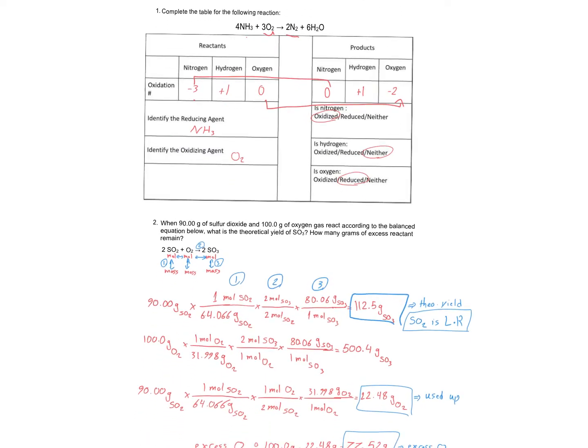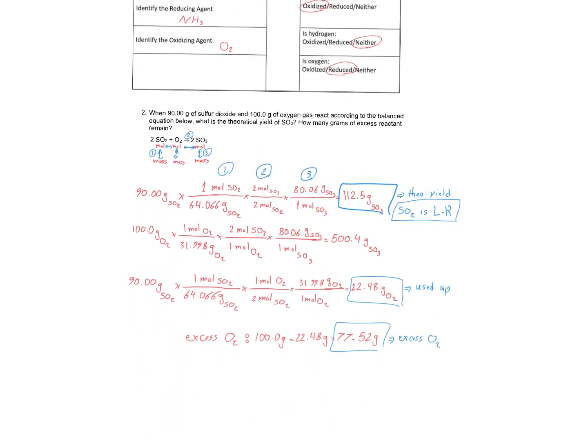So I have to move it like this. Next question, we have a limiting reagent problem. So we have the mass of 2 reactants, and we have the balanced chemical equation. So what do we want? Do we want a theoretical yield of SO3 and also how many grams of the excess reactant? So we have to find the limiting reagent first, then the other one should be in excess, and we have to figure out how much is in excess.